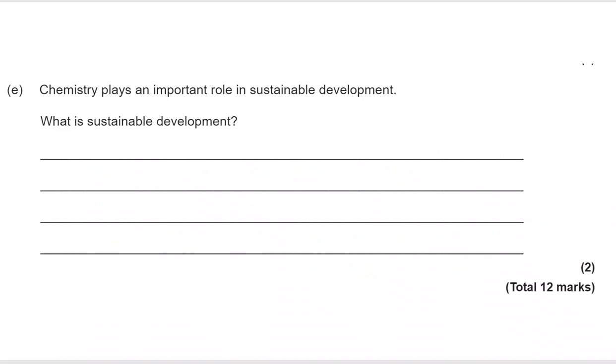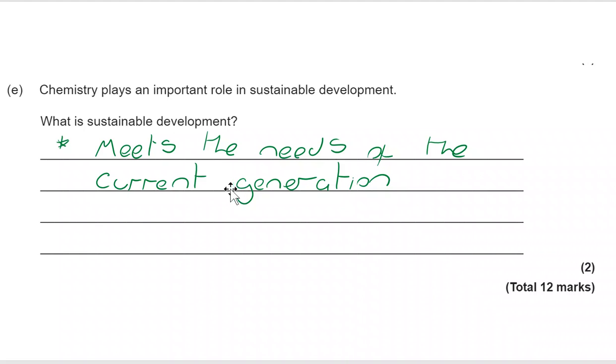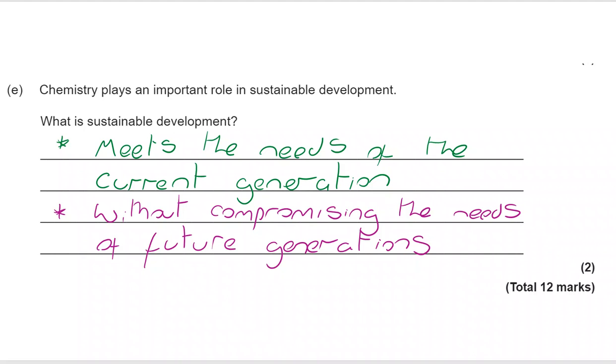And finally, part E. Chemistry plays an important role in sustainable development. This is a definition question. What is sustainable development? In sustainable development, we meet the needs of the current generation without compromising the needs of future generations. A definition that's very important to learn. And that takes us to the end of the question.